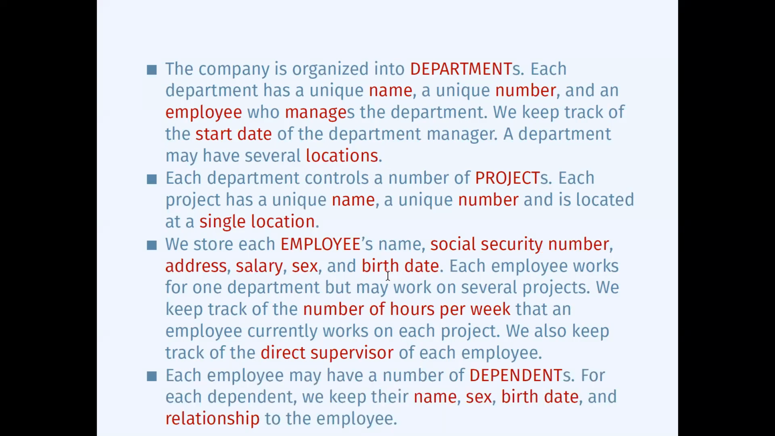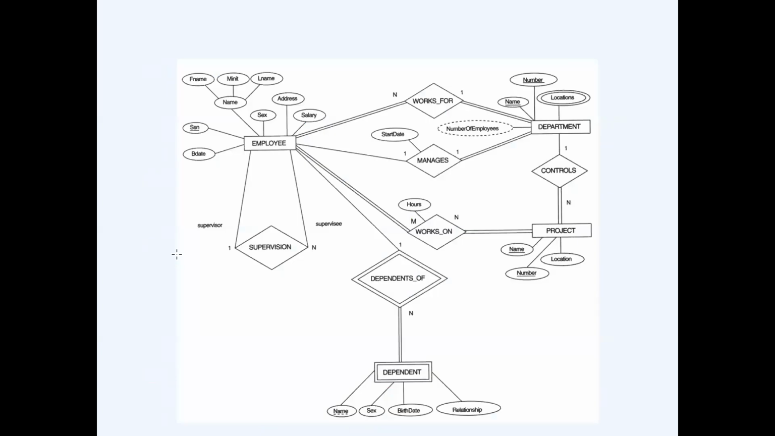Last line. Each employee may have a number of dependents. For each dependent, we keep their name, sex, birth date, and relationship to the employee. So simply, this is a small description about the database. What we are going to discuss in this lesson is how you start with something like this to an ER diagram, which is something like this. This diagram is known as the ER schema diagram for the company database.